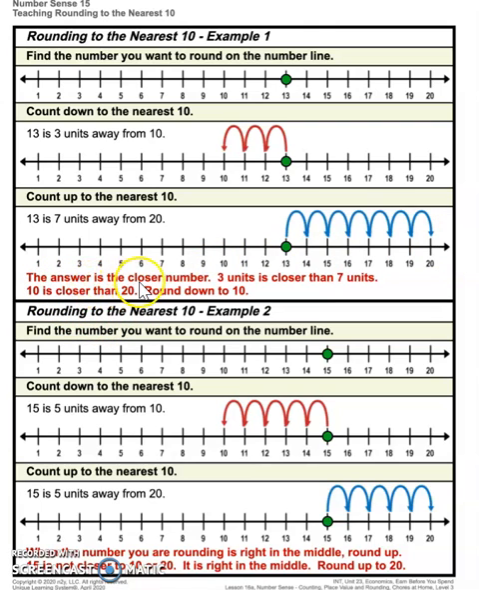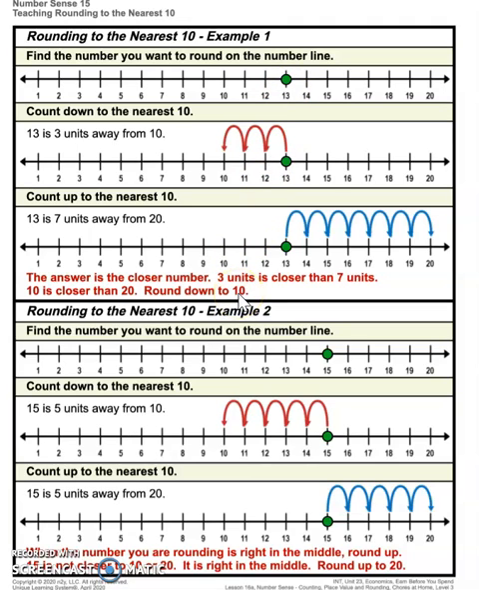The answer is the closer number. 3 units is closer than 7 units. Remember how we compared numbers? 3 is smaller than 7. 3 is less than 7. So it means that 13 is closer to 10 than it is to 20. Ten is closer than 20. Round down to 10. So our final answer, if we're rounding 13, is 10.